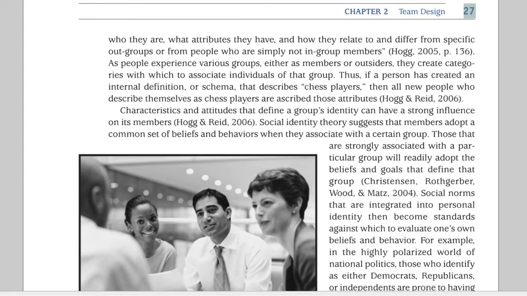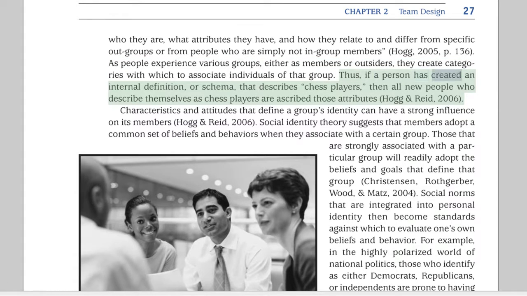who they are, what attributes they have, and how they relate to and differ from specific outgroups or from people who are simply not in-group members (Hogg, 2005, page 136). As people experience various groups, either as members or outsiders, they create categories with which to associate individuals of that group.